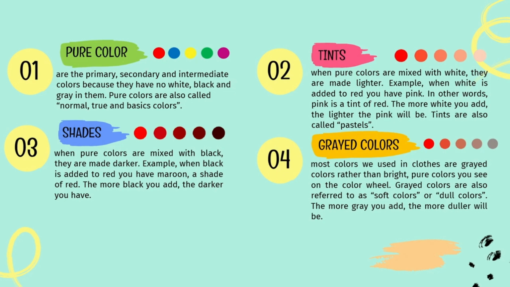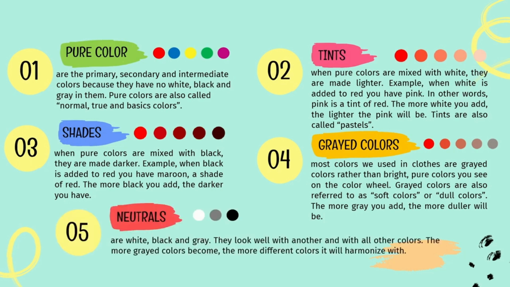Fourth, grayed colors. Most colors we use in clothes are grayed colors rather than the bright pure colors you see on the color wheel. Grayed colors are also referred to as soft colors or dull colors. The more gray you add, the duller it will be.